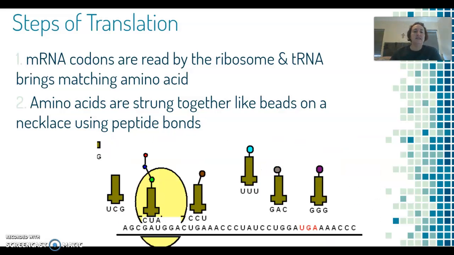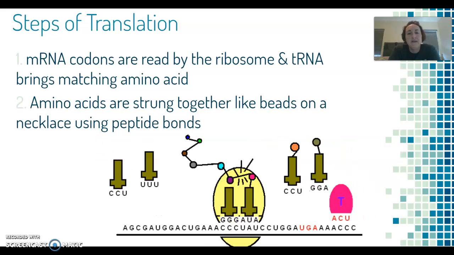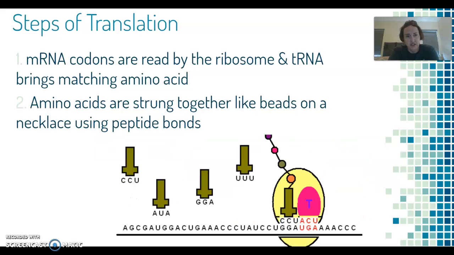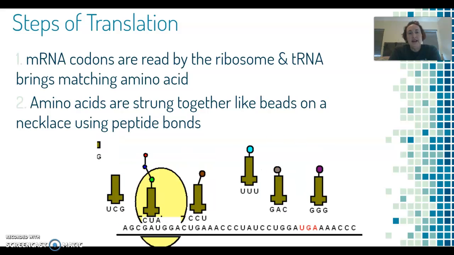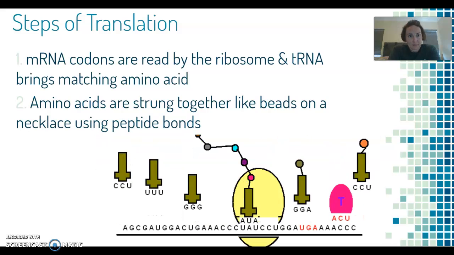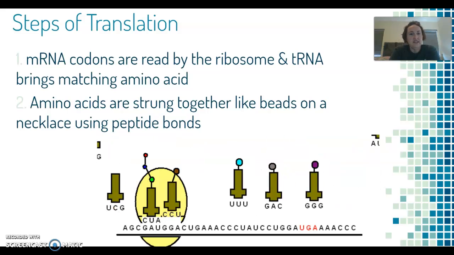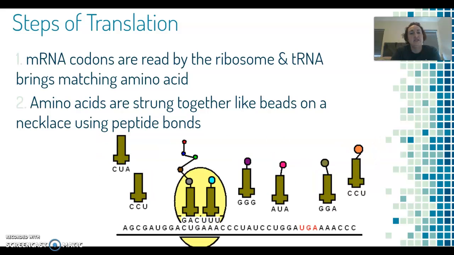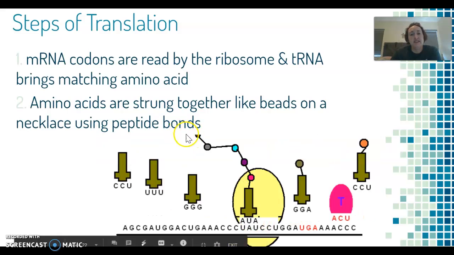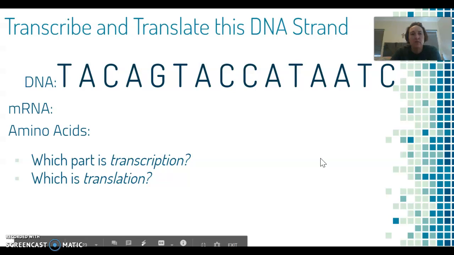So it's going kind of fast, but here is a picture of the steps of translation. So mRNA codons are read by the ribosome, and the tRNA brings in the matching amino acid. Amino acids are strung together like beads on a necklace to make peptide bonds, and I've shown you guys that before. Here is that necklace, the beads of the necklace right there, okay?